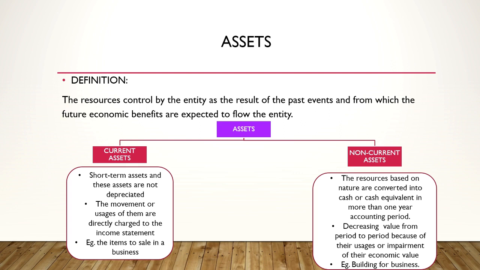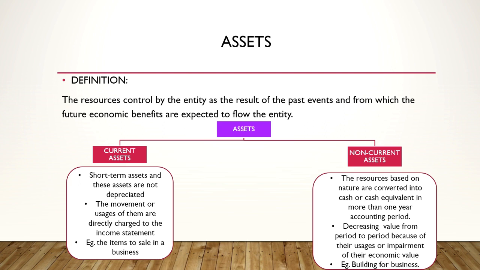Assets. The definition of an asset is a resource controlled by the entity as a result of past events from which future economic benefits are expected to flow to the entity. There are 2 types of assets. The current asset is a short-term asset. These assets are not depreciated.